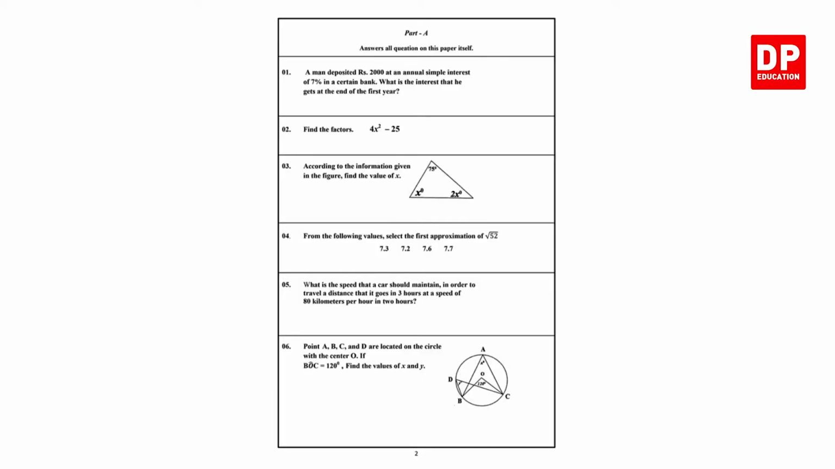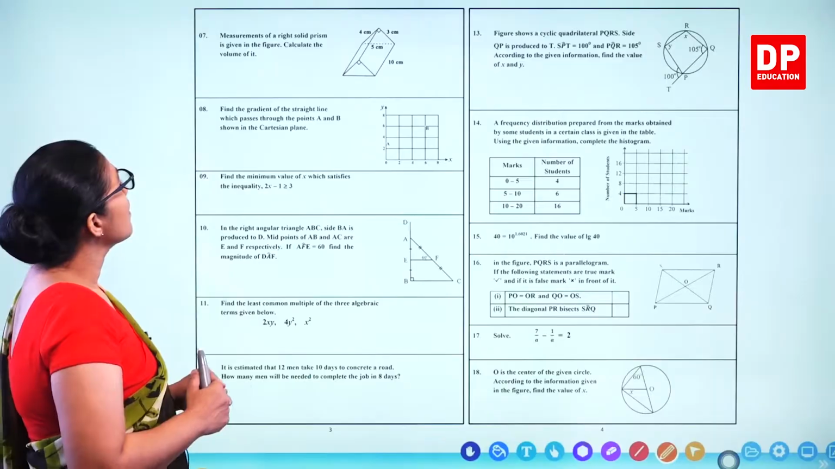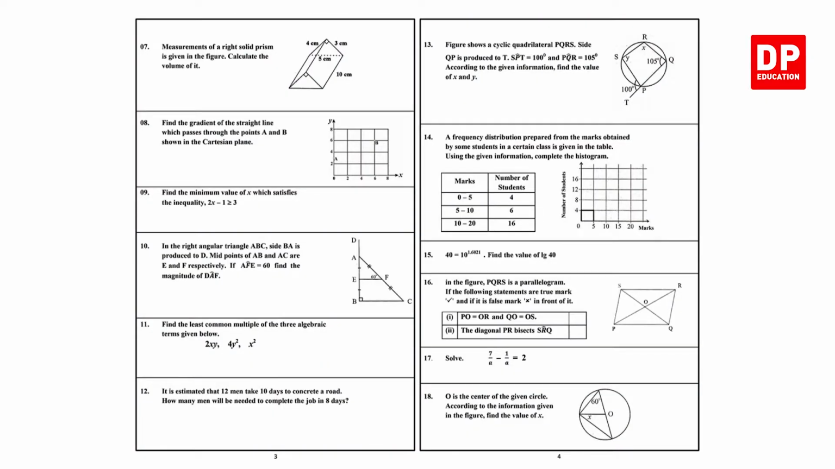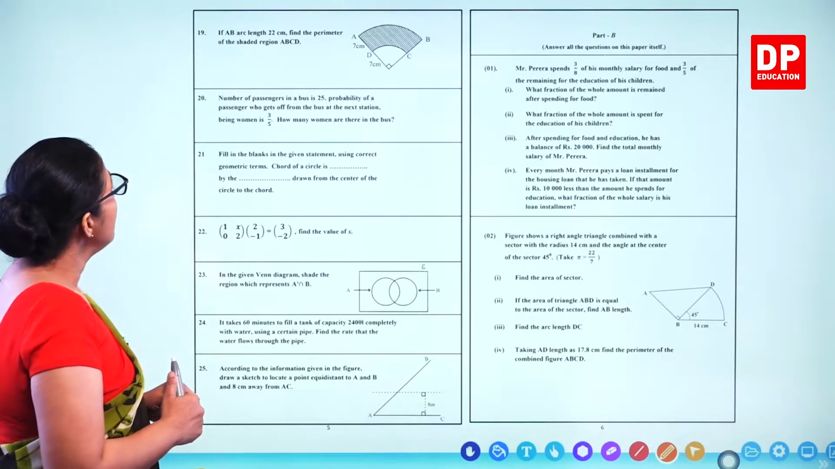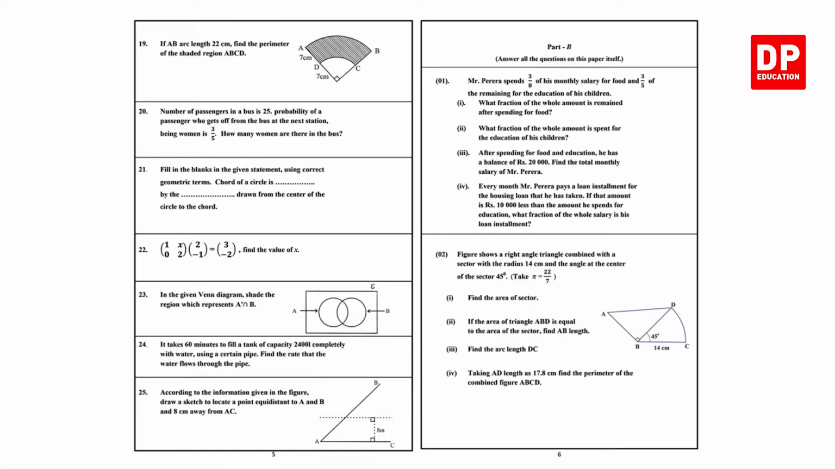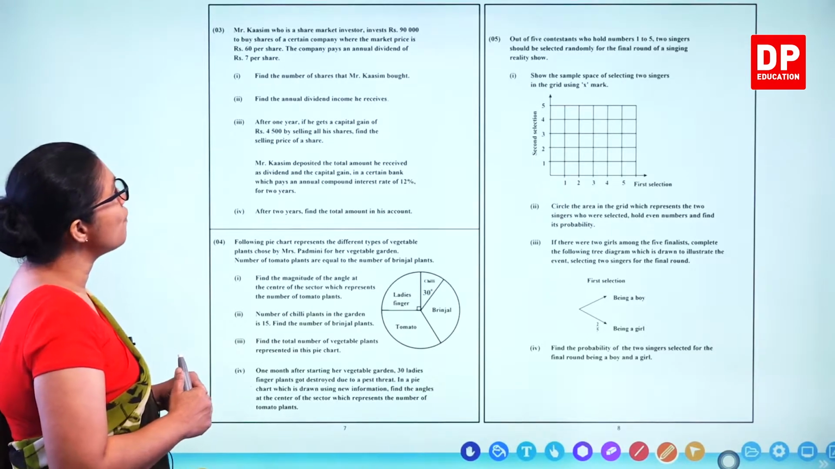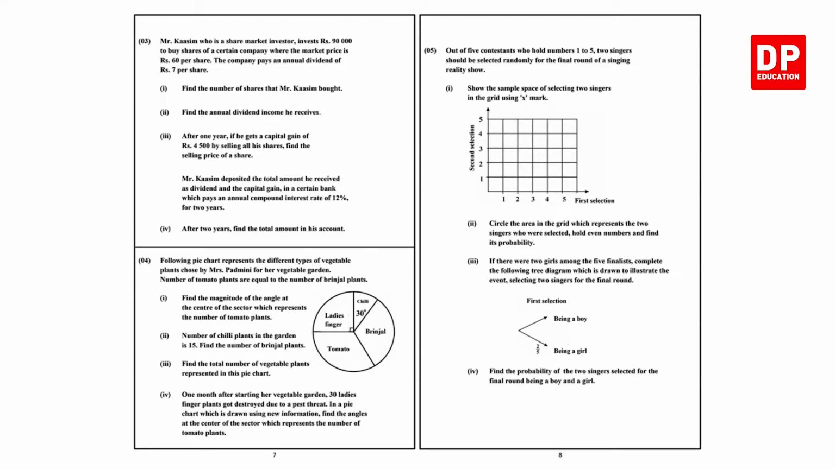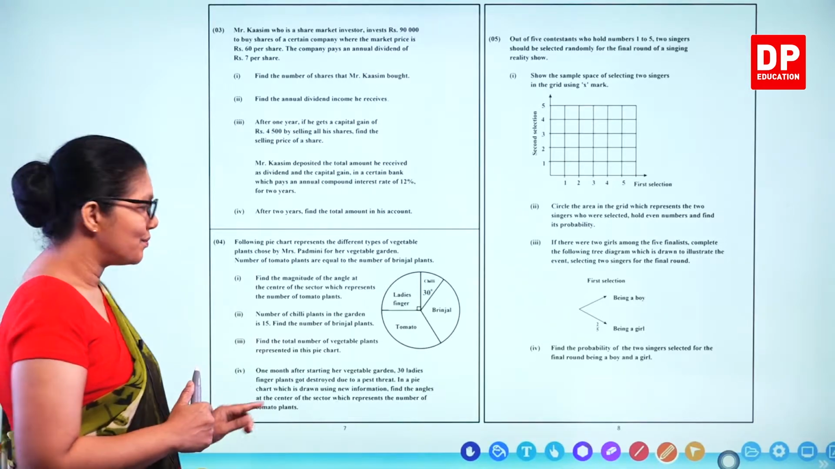On the first page, you get part A, questions 1 to 6. On the second page, questions 7 to 12, and then you get 13 to 18, and then 19 to 25. Then part B, question numbers 1 and 2. Then you get 3 and 4. On the last page, you get question number 5. So let's do paper 1 now.